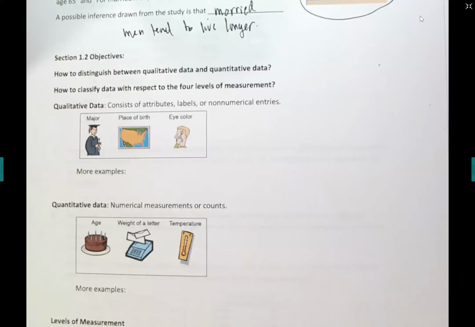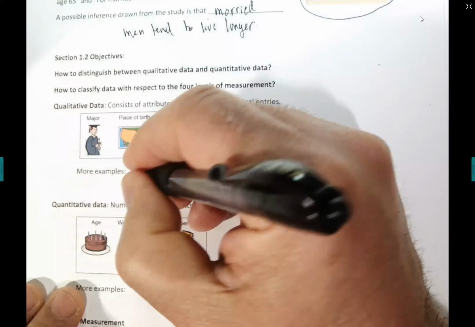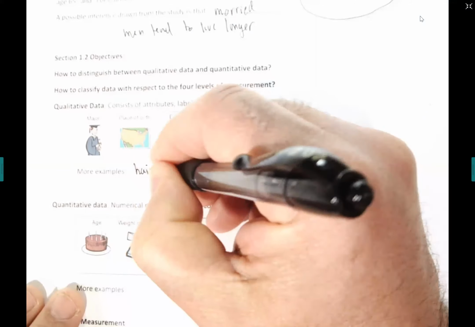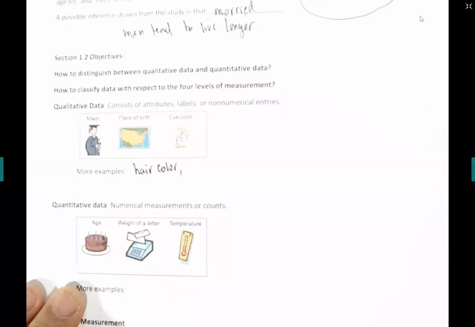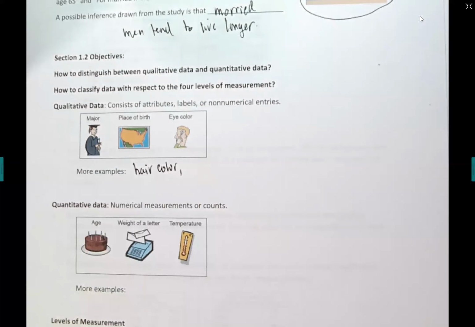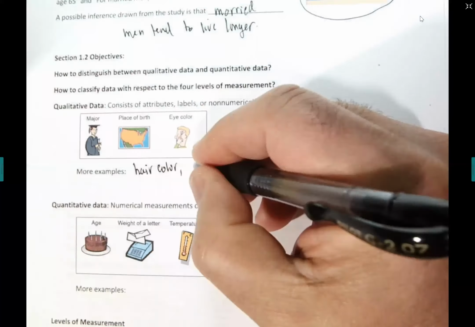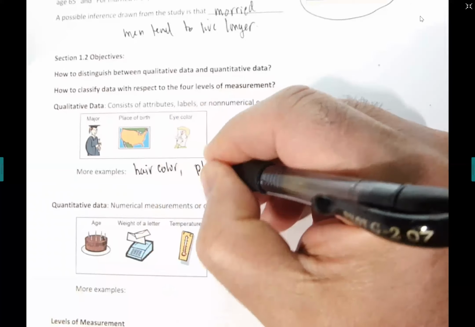Okay, hair color, that's one. I'll put it there. What else? Okay. Place of residence.